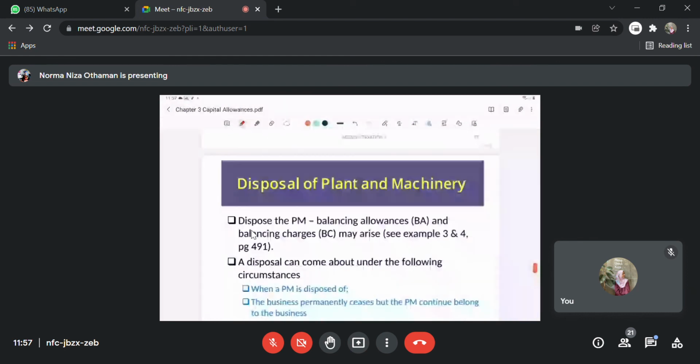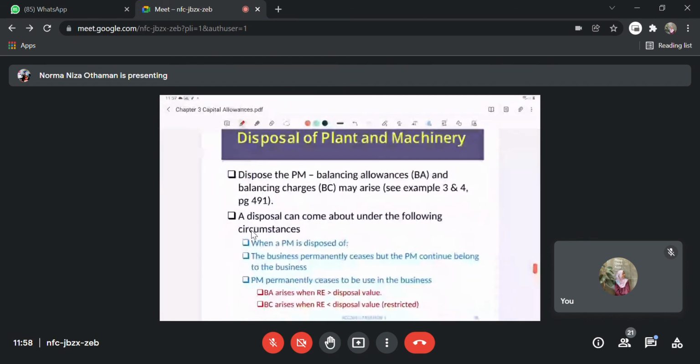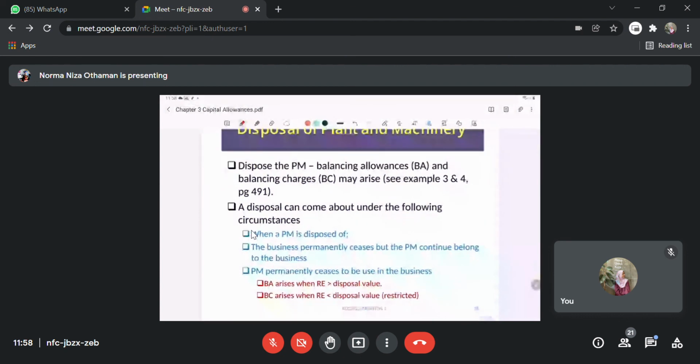Okay, madam. Alright. Okay, so we go to the disposal. So kita tengok dulu what is the meaning or circumstances of disposal. So dekat sini, the disposal is when the business is permanently ceased. So dia dah tutup perniagaan, itu pun disposal. But the plant and machinery continue to belong to the business. Ataupun the plant and machinery permanently cease to be used in the business. So plant and machinery tak digunakan lagi dalam business dia.